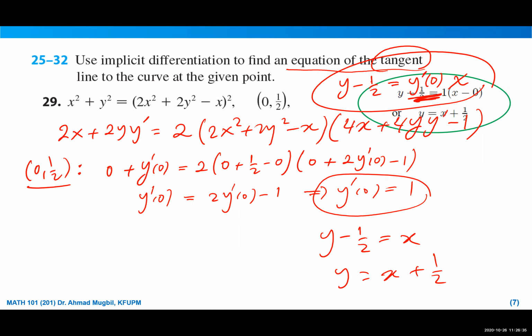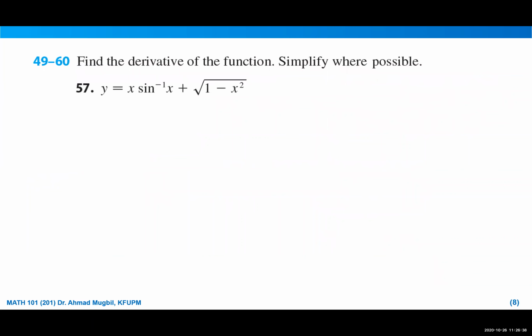Now let's go. Unfortunately, we still have problems from 3.5. We need to finish them quickly. How do we find the derivative of this one? Find the derivative of this function and simplify where possible. Now, how to differentiate this? x sine inverse of x.